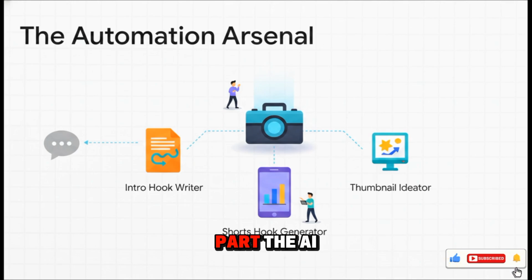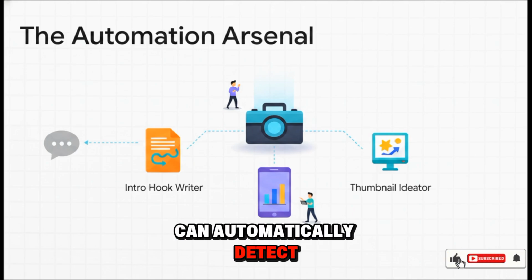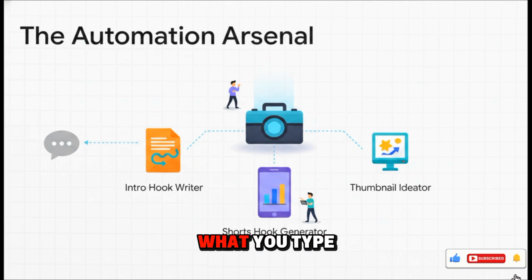And the coolest part? The AI can automatically detect which skill to use based purely on what you type in the chat. It shifts seamlessly between tools without you clicking a single button.